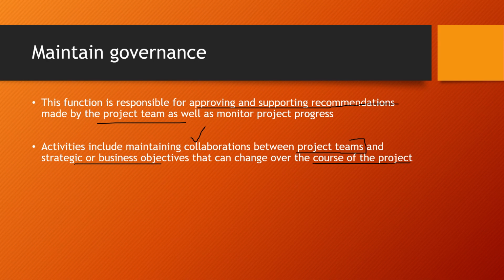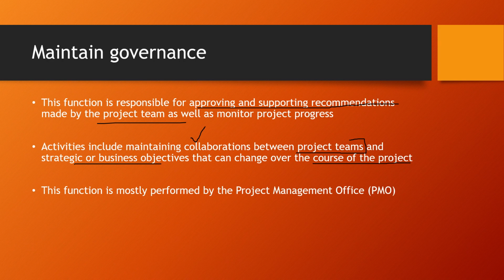So if you're working on a project that, let's say, spans 5 years, who is making sure that the strategic and business objectives are also aligned with the project that you are delivering, right? This is where a project management office comes into the picture, because this again is beyond the purview of a project manager. We are talking about different teams, we are talking about collaborations between different teams, right? We are talking about maintaining governance not at a project level but at an organization level, and that is where a project management office comes into the picture.